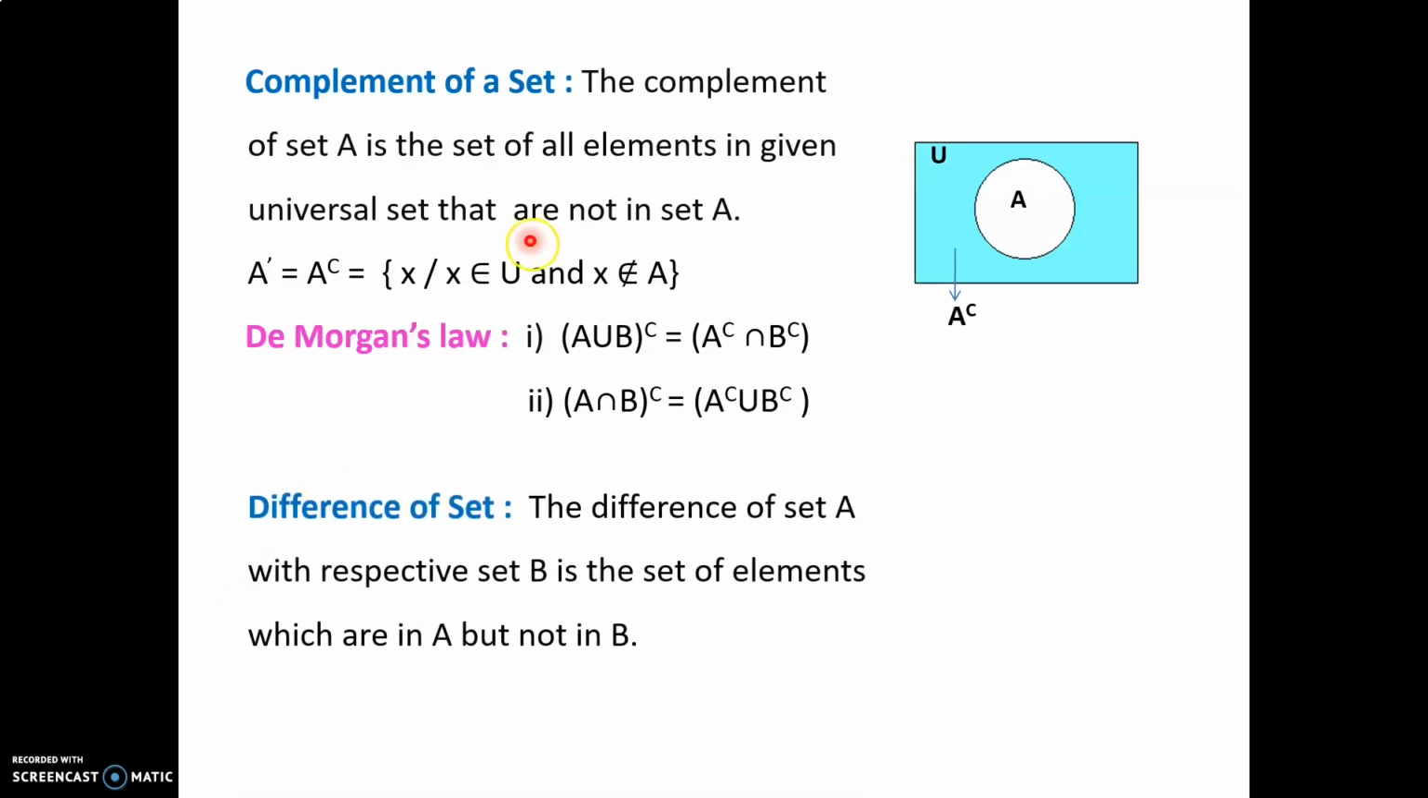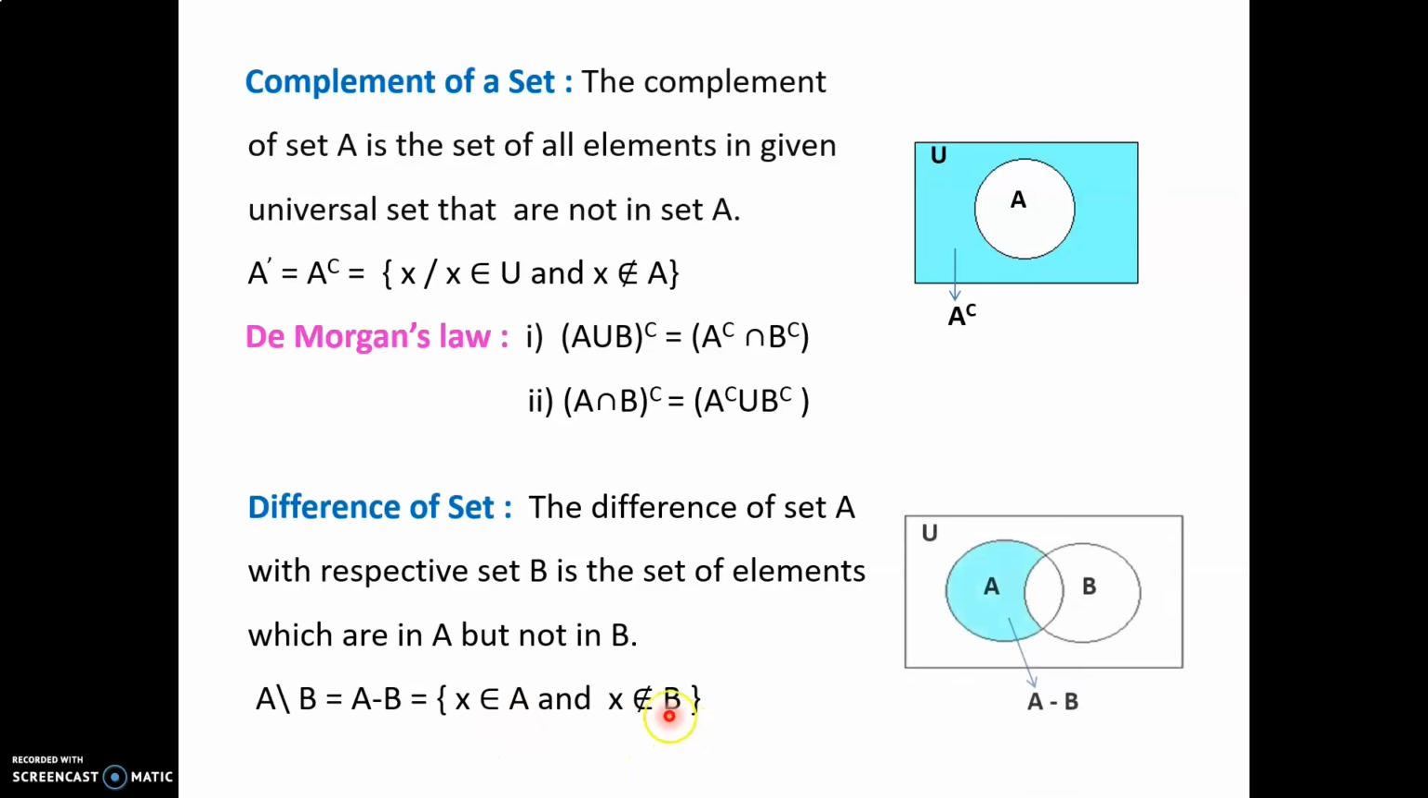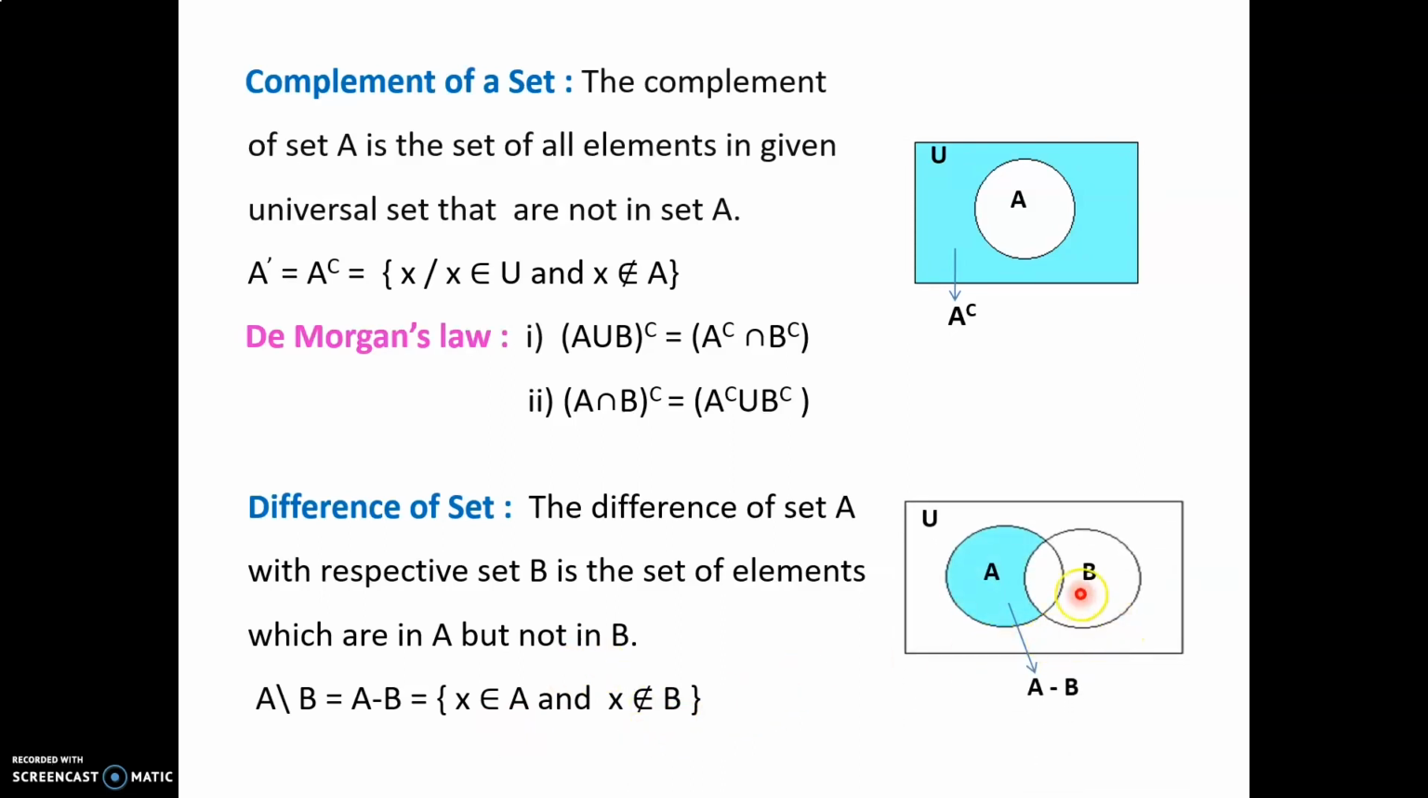Now, difference set. The difference set of A and B is the set of elements which are in A but not in B. It is denoted by A minus B and it is the set of elements X such that X belongs to A but X does not belong to B. Here A and B are subsets of universal set U. Then the shaded region is A minus B.